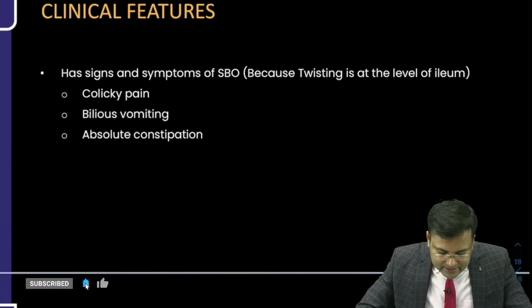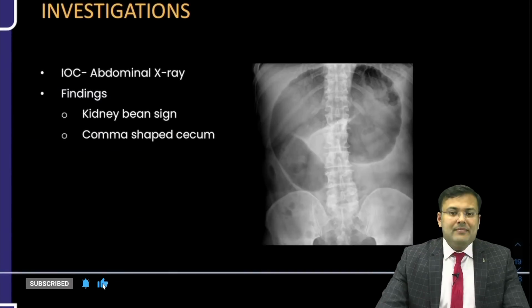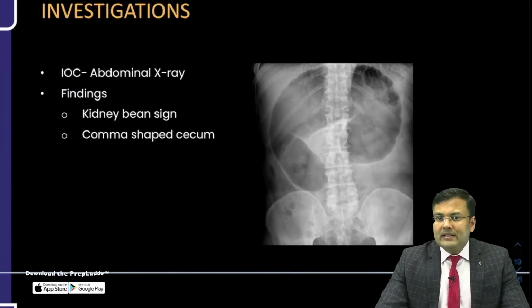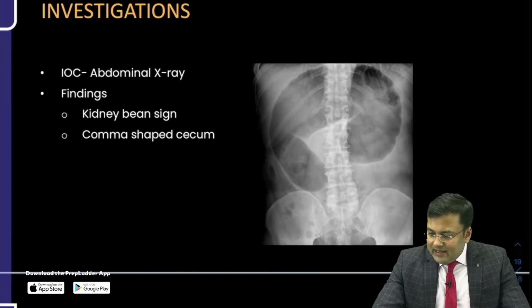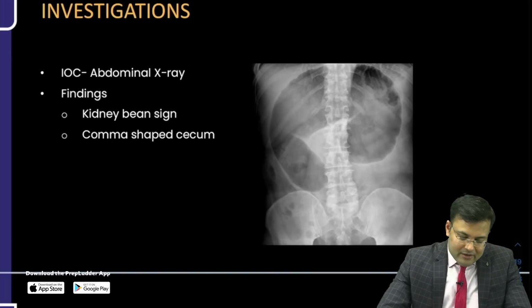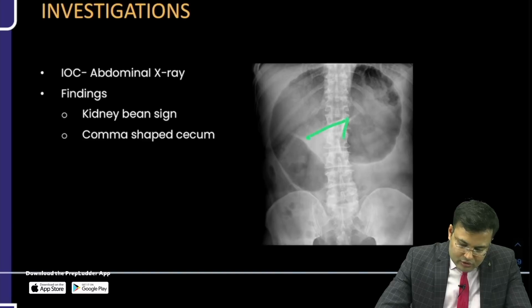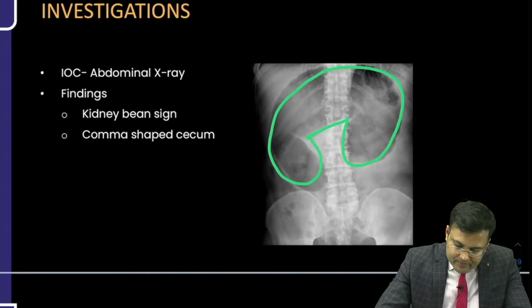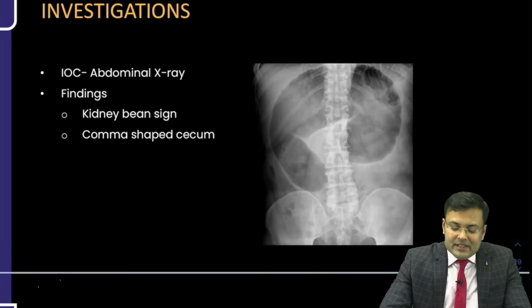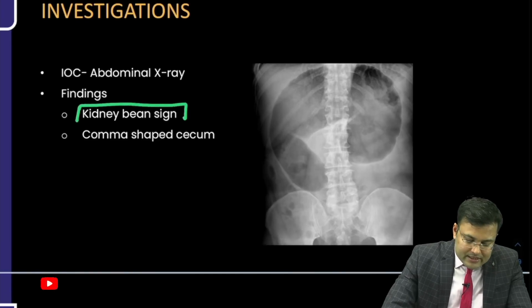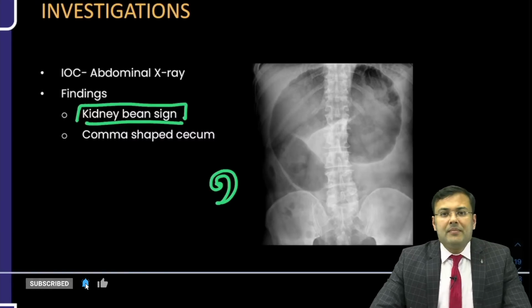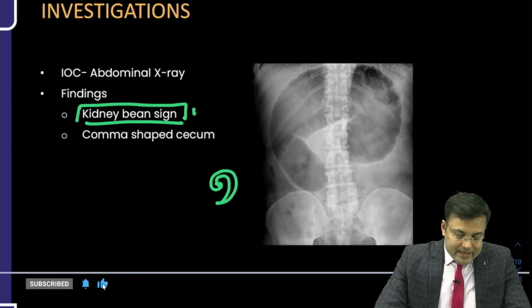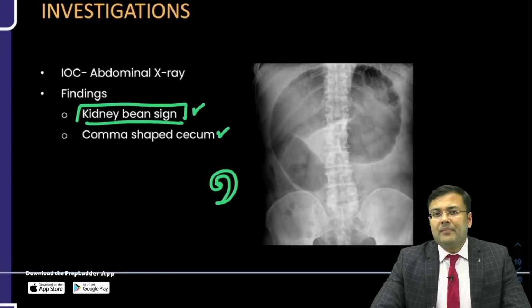Simple. X-ray. Tell me, on X-ray this kind of finding is there. What's the name of this sign? Which bean? This is also looking like a bean. This is kidney bean sign. And there is another sign. This is comma shaped cecum. Kidney bean sign, comma shaped cecum.